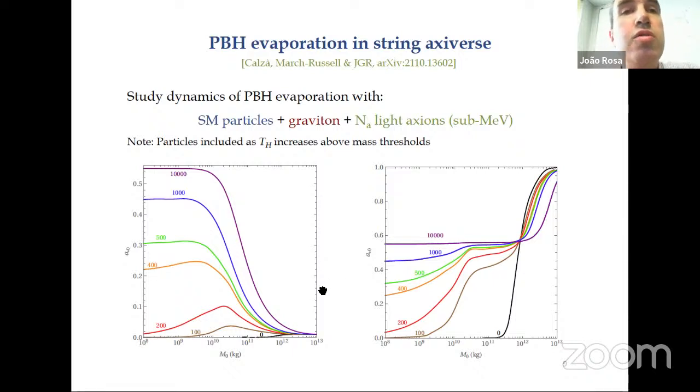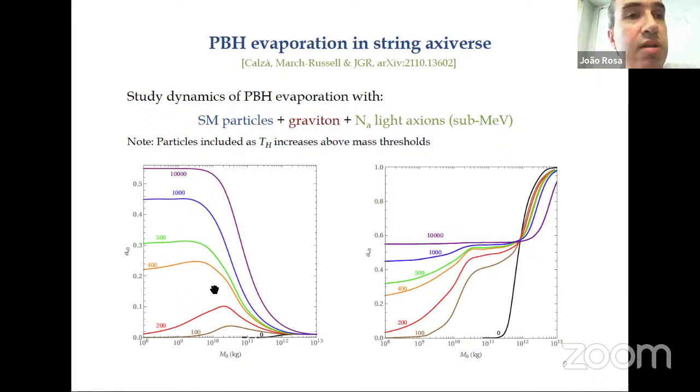So let me show you the results we obtained in these two plots. What I'm showing here is the present mass of these primordial black holes and the present spin. So this is a kind of photograph of what we expect today after they have evaporated. Most of them will start with masses around 10 to the 12 kilograms, and they will evaporate, and they will be at different stages of the evaporation process today. And here, each curve corresponds to a different number of light axions, between 100 and 1,000.